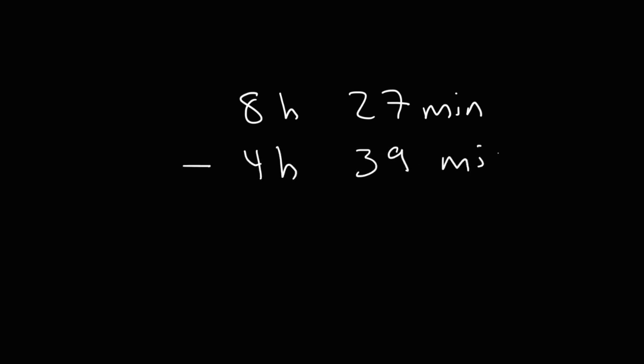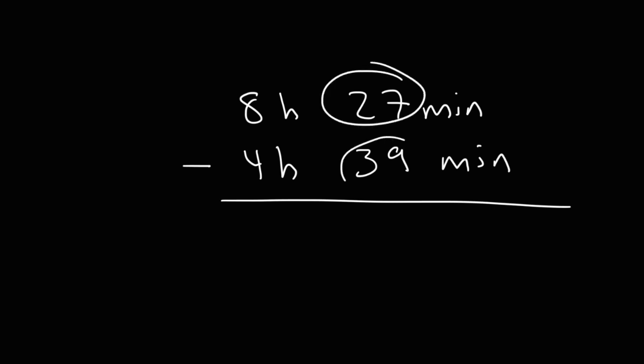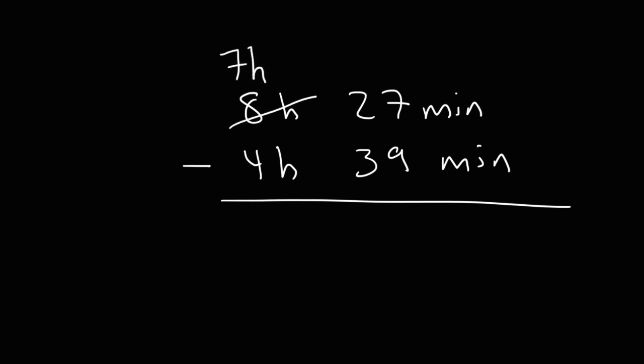Now let's consider a harder example. So let's say we have 8 hours and 27 minutes, and let's subtract that by 4 hours and 39 minutes. Now, if we subtract 27 by 39, we're going to get a negative number. So because this number is less than this one, we need to borrow an hour. So we had 8 hours. Now we're going to have 7 hours. And that 1 hour we're going to transfer to 27.